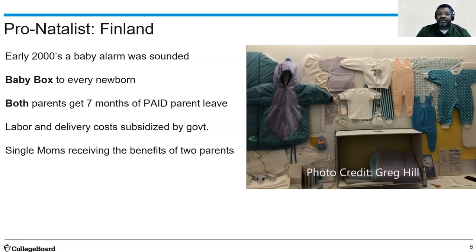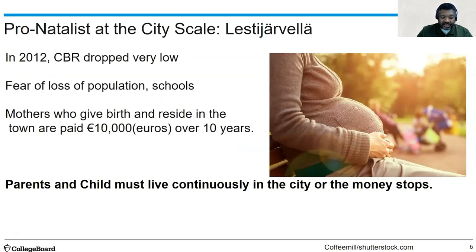Single moms receive the benefits of both parents, allowing that single mom to enjoy 14 weeks of paid parent leave and at the same time has social and emotional support provided by the government. We can also look at pronatalist policies at the city scale. The city of Lestijärvi in Finland is a great example. In 2012, their crude birth rate dropped so low that they only had one child born that year.